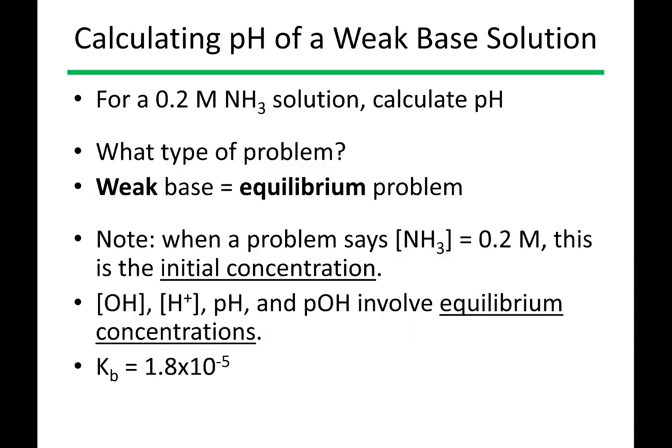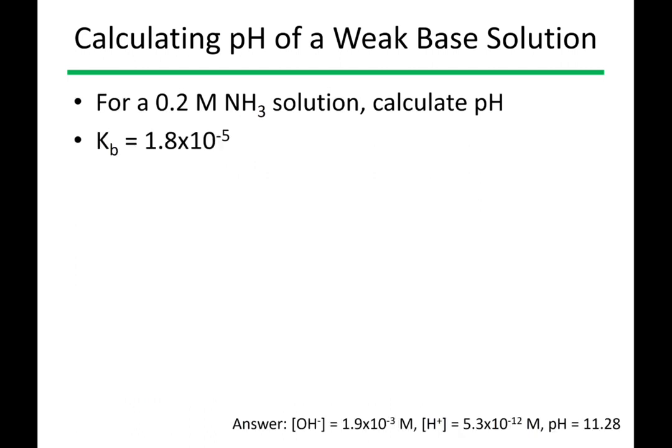What if we wanted to find the pH of a 0.2 molar NH3 solution? Well, this is a weak base, so this means this is an equilibrium problem. And like I said before, since it's giving this concentration, this is the initial concentration. And so now we have to plug these in to find the pH of the solution. If you go on the table and use the Ka-Kb relationship, we have the Kb is 1.8 times 10 to the negative 5th. Okay, so let's look at plugging all of this in.